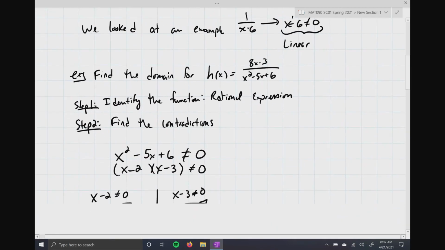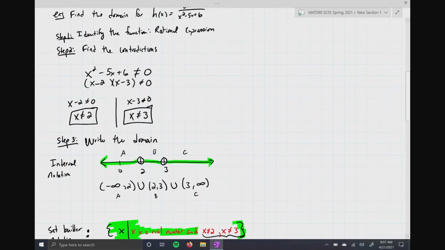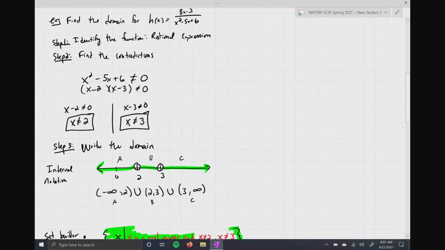So, real quick, here's a nice little example. Find the domain for h of x equals 8x minus 3 divided by x squared minus 5x plus 6. And just recall the steps. Identify the type of function, find the contradictions, and then write out the domain how the answer wants it.